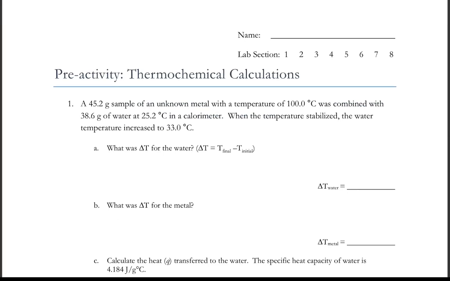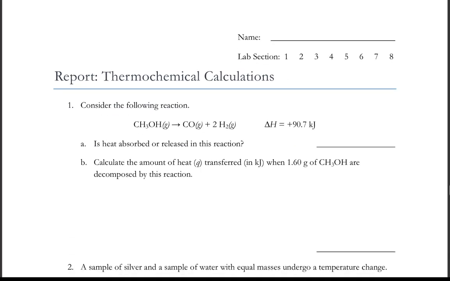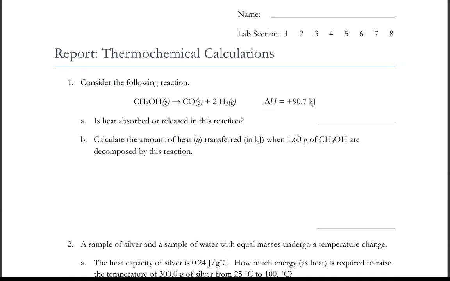All right, so you can skip the pre-activity and move into the report. And so in our first problem here, it's a little different than stuff we talked about in the intro above. We have a reaction, we have the delta H of it. So in this case, we're given the delta H. It's 90.7 kilojoules for the reaction as it's written.